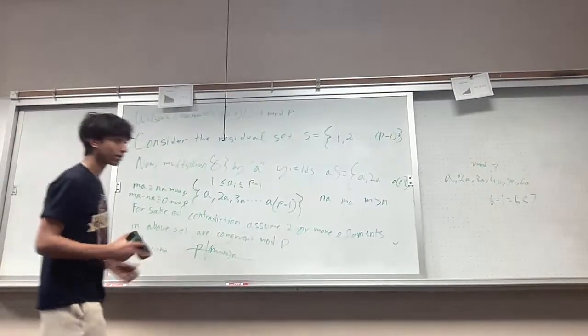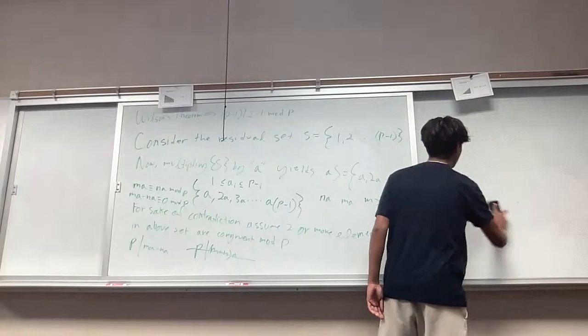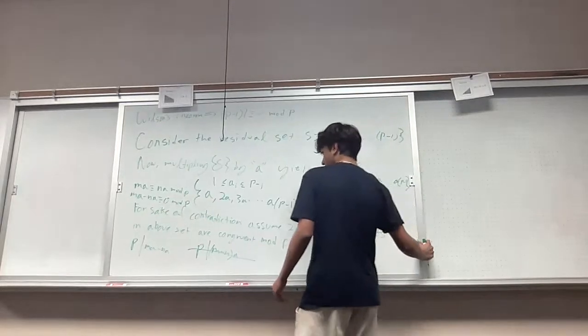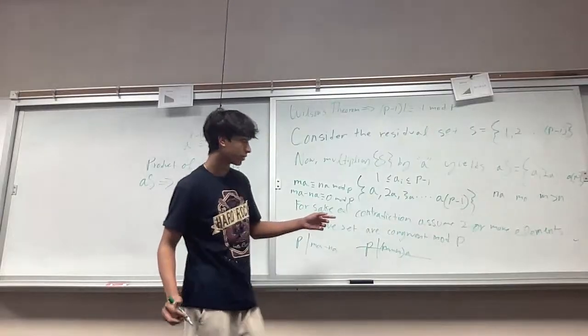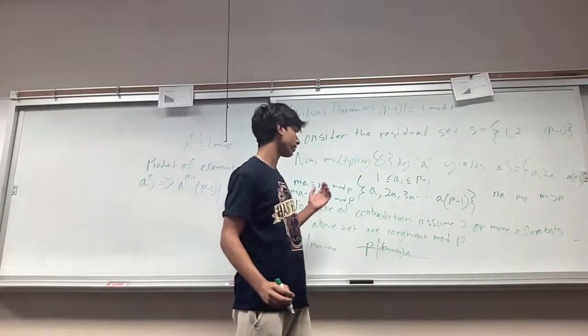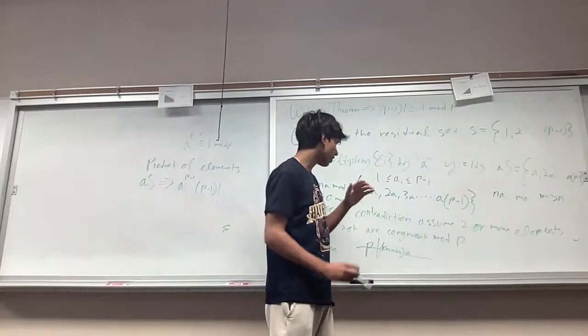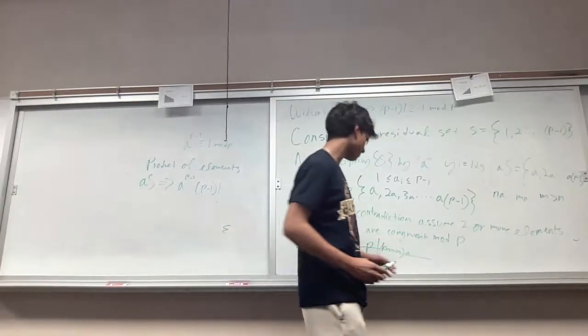So that's basically the whole proof. We have concluded, with contradiction, that the above statement can't be true. For the sake of contradiction, we assumed that two or more elements of the above set are congruent mod P. They all must be distinct. They all must have distinct residuals in modulus P.